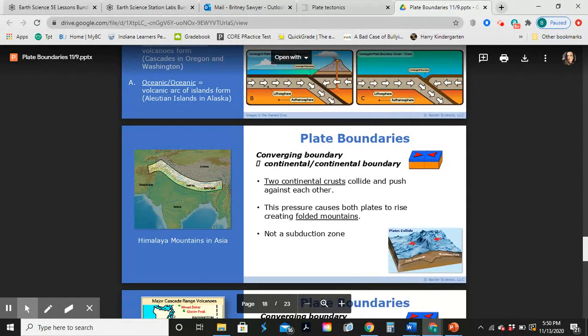Continental to continental boundaries. When two continental crusts collide and push against each other, this pressure causes both plates to rise, creating folded mountains. This is not a subduction zone because the Earth is not making or losing any ground.